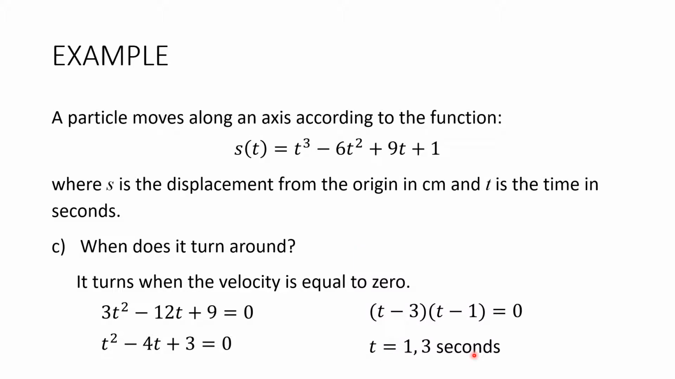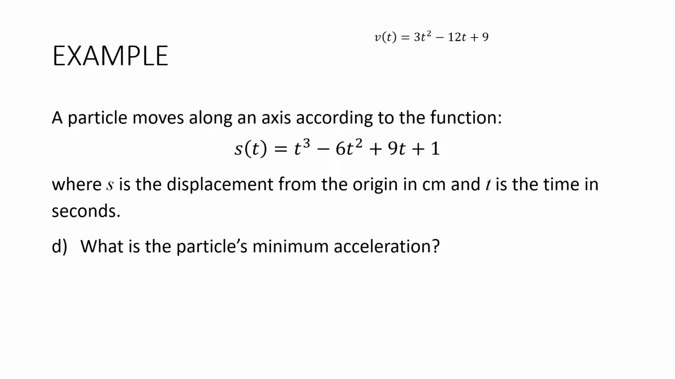That's the answer. One other thing I want to say here is that if you ended up with a negative, say -1 and 3, you would disregard the -1 because time can't be negative. In this case, we're going to keep both of them though because they're both positive.